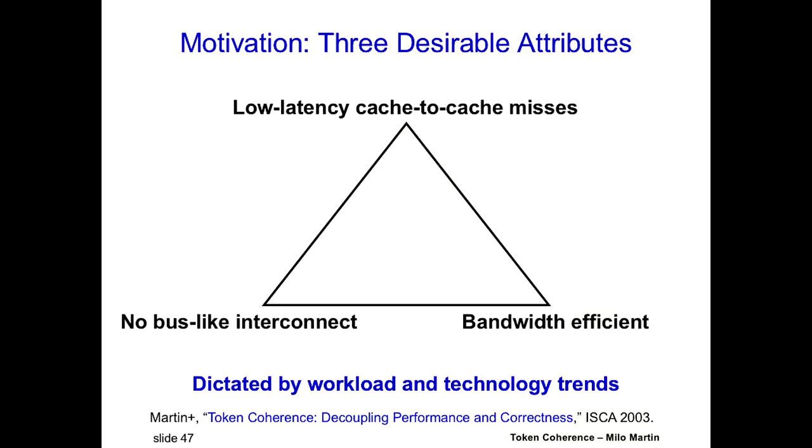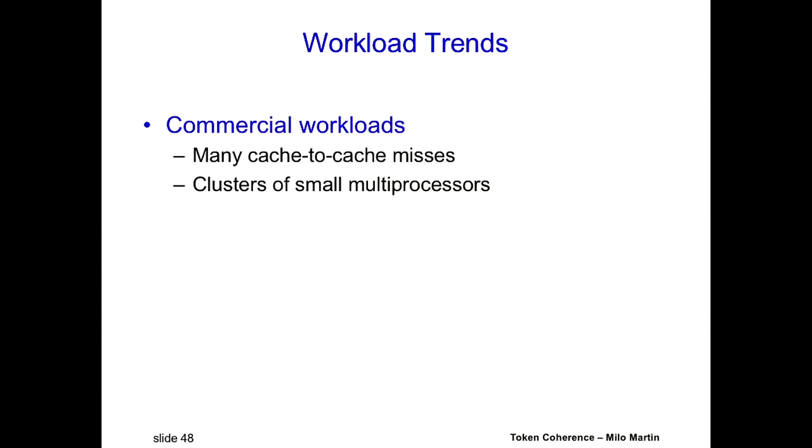Basically, you want low latency cache-to-cache misses. You want no bus-like interconnects for scalability. And you want things to be bandwidth efficient. And some of these things actually go against each other. And this paper examines some workload and technology trends. Let's take a look at them very quickly. So they're looking at commercial workloads, but many workloads I think are similar. They have many cache-to-cache misses, and they like clusters of small multiprocessors.